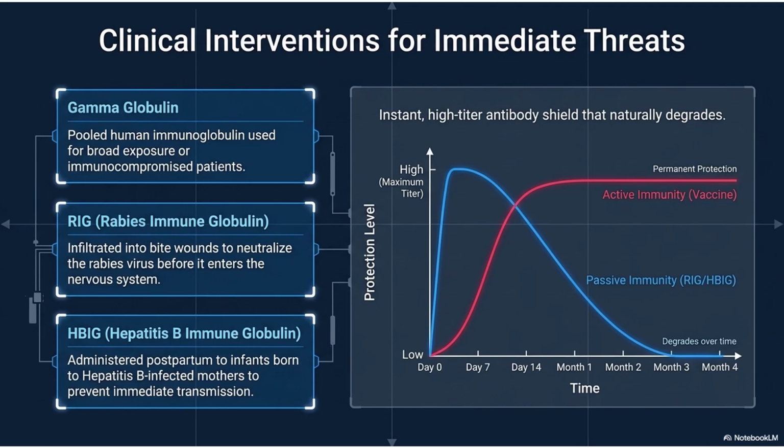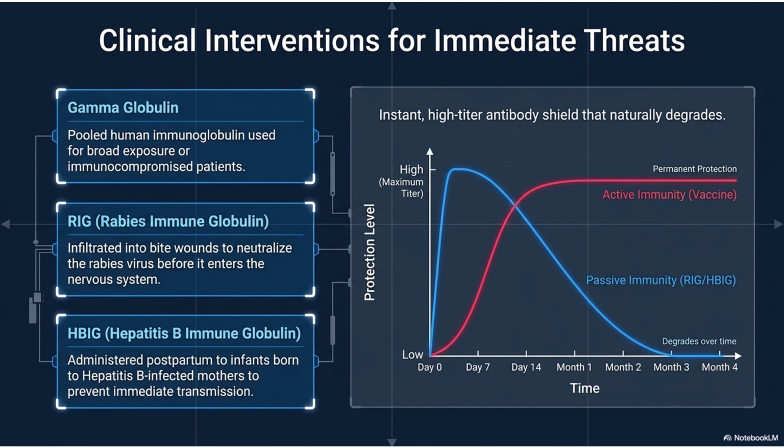and around a bite to neutralize the rabies virus locally before it can travel into the nervous system where it would become untreatable. And third, HBIG, hepatitis B immune globulin, given, for example, to a newborn of an infected mother to help prevent transmission at birth.